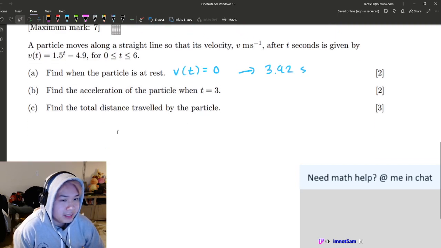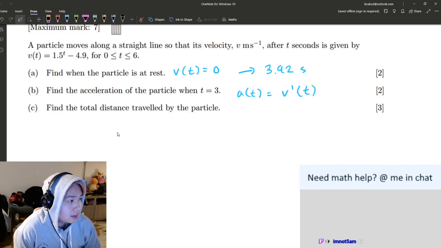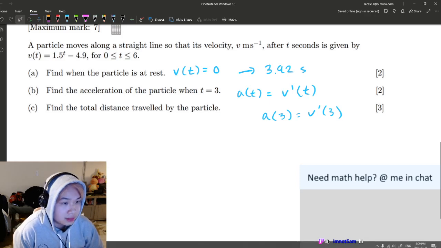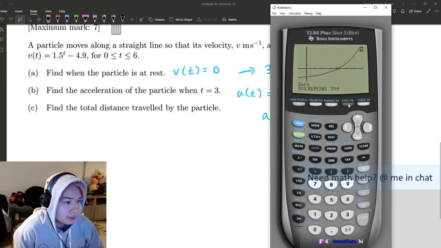Okay, find the acceleration of the particle when the velocity is 3. So this is easy enough, right? Acceleration is the derivative of the velocity. So the acceleration at 3 is just the derivative at 3. And again, this is all just calculator work. Super exciting. I'm going to calculate the derivative dy/dx.